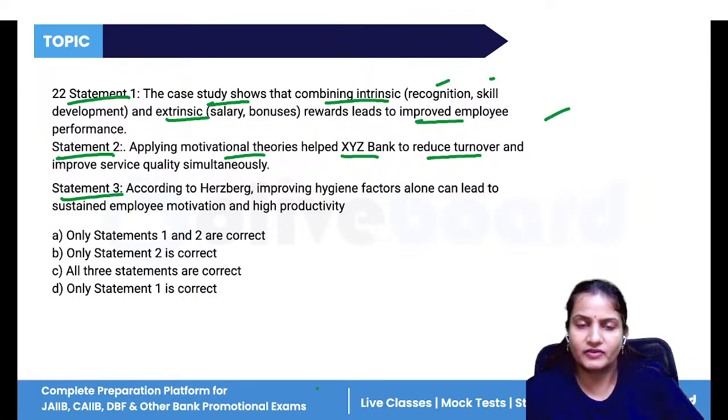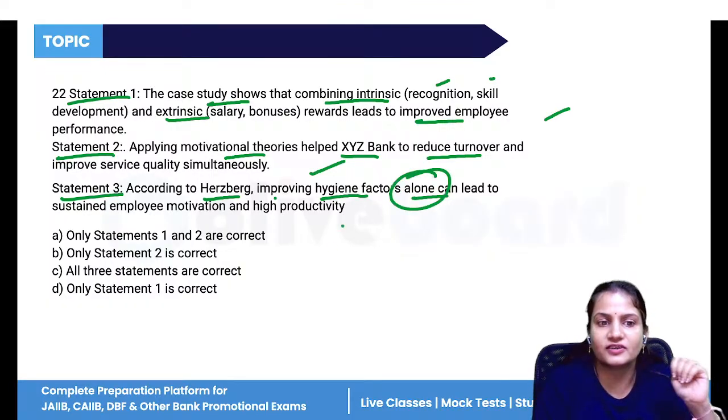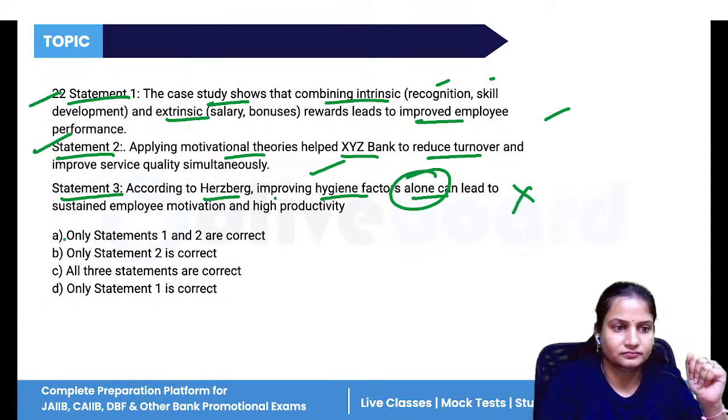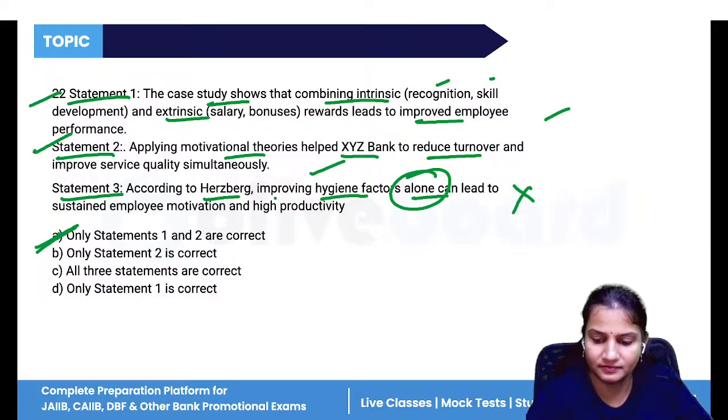The employees will also be less absent. Yes, this is also correct. Now, statement three, according to Herzberg, improving hygiene factors alone. See, again, alone is written. No, not alone. Both are important, everything is important in hygiene factors. So now, option A is correct.